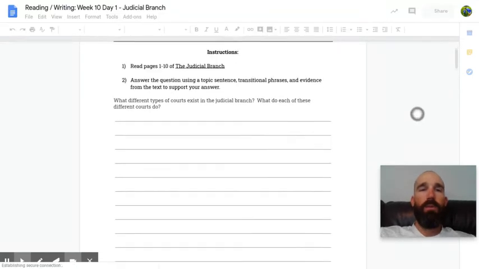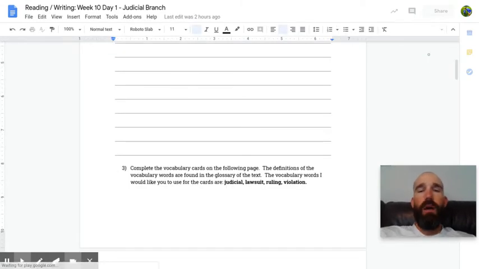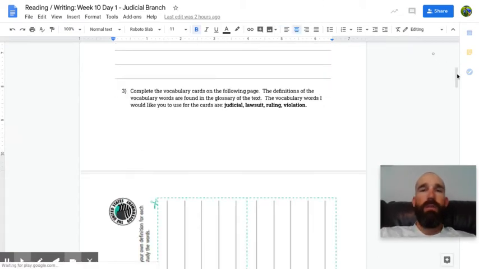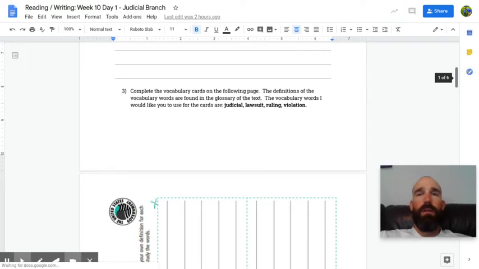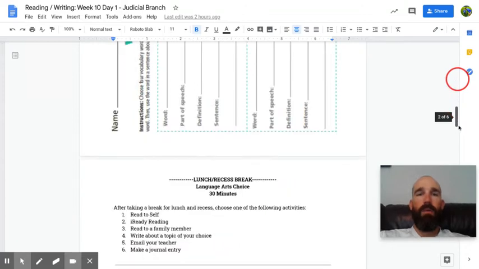What different types of courts exist within the judicial branch? What does each of these different courts do? So you have to talk about the different types of courts and what they do. Then you've got 4 words there: judicial, lawsuit, ruling, and violation. Those are all words that you're going to fill out the next sheet for, which is, as you know, those vocabulary cards that you've done already in the past. All of those words, once again, are found in the glossary of your text. So I'm not asking you to do something that you're not capable of doing.